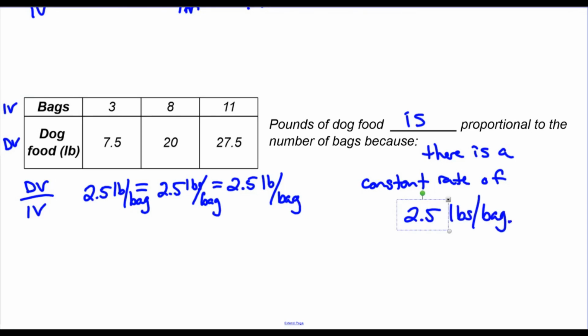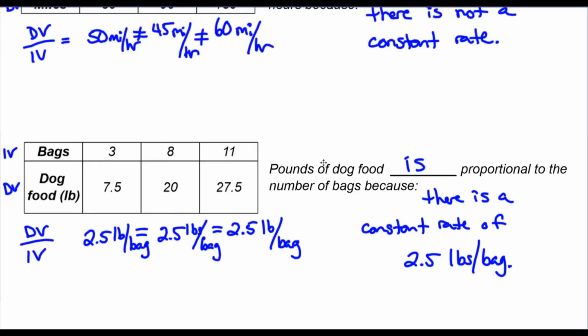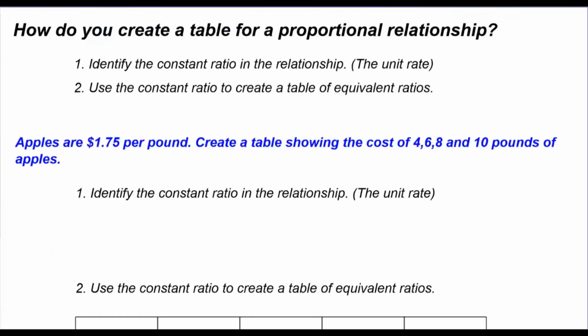So that unit rate is always the same. It's always constant. So it's pretty easy to determine if a table is or is not a proportional relationship. We just have to check all of those unit rates. So how do you create a table for a proportional relationship?